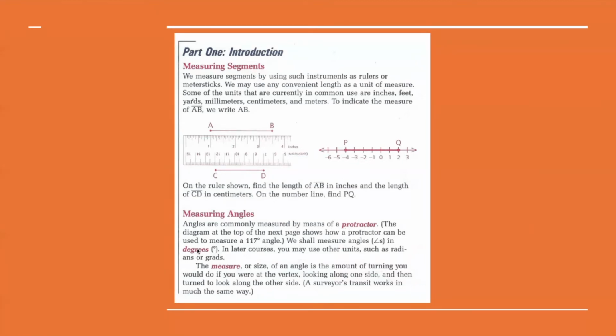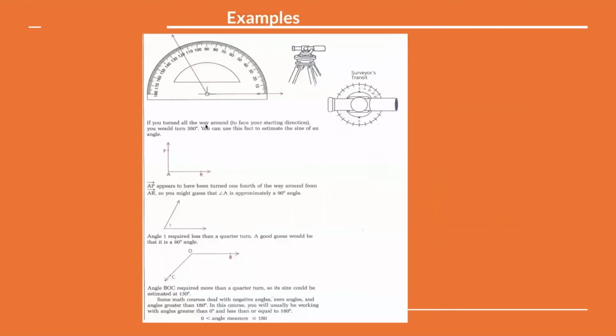Angles are measured by using protractors. We measure angles in degrees. The measure of an angle is the amount of turning you do if you were standing at the vertex. If you were standing at the vertex and you turned all the way around, you would have turned 360 degrees. Here, ray AP appears to have been turned 1/4 of the way around from ray AR. So we can guess that angle A is approximately 90 degrees. Angle 1 has turned less than 1/4, so we can guess that it's 60 degrees. Angle BOC turned more than 1/4, so we can guess that's 130 degrees.